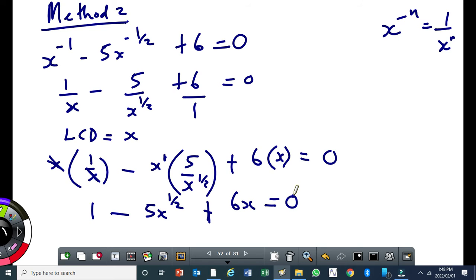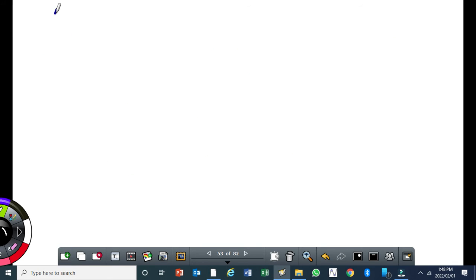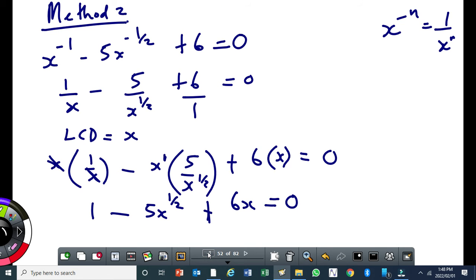Is it making sense? Right? So I'm going to rearrange and start with 6x. So if I rearrange, I'll get 6x minus 5x to the power of a half plus 1 equal to 0. Right? I rearrange this. Okay? The reason I'm starting with this term here is because this x here is twice that x to the power of a half. So I need to create that quadratic equation.